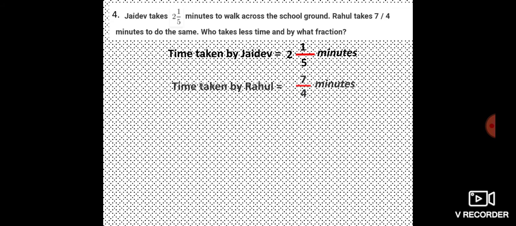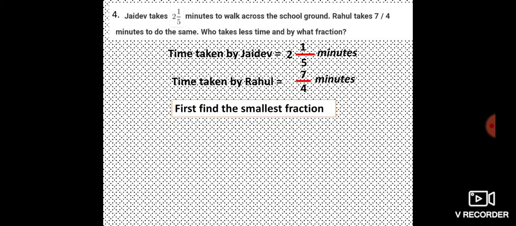So first we write the solution. Time taken by Jayadev, then time taken by Rahul. Out of this, which is the smaller fraction? 2 1 by 5 or 7 by 4. First we convert this into improper. 5 into 2, 10. 10 plus 1, 11. 11 by 5 or 7 by 4.